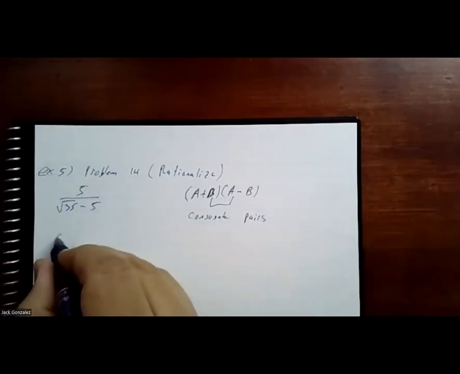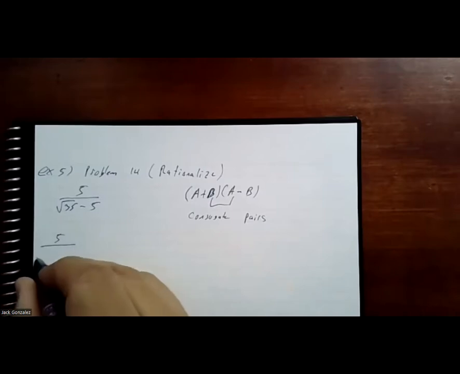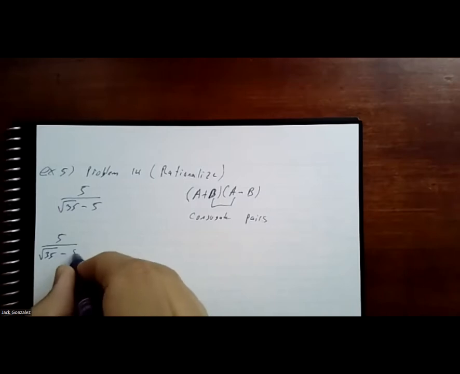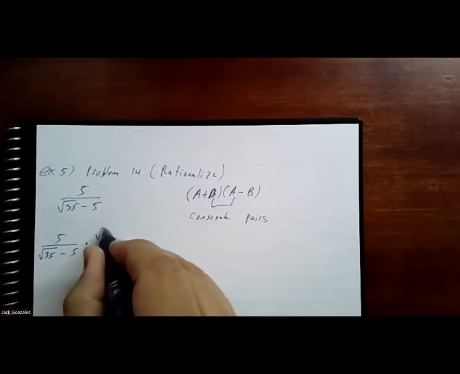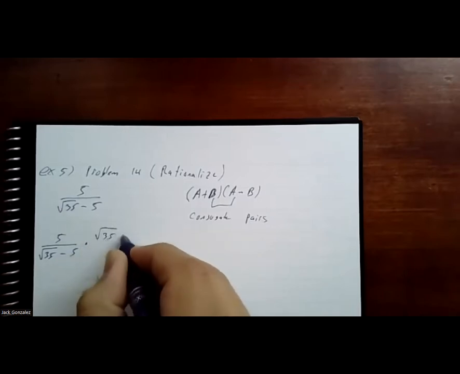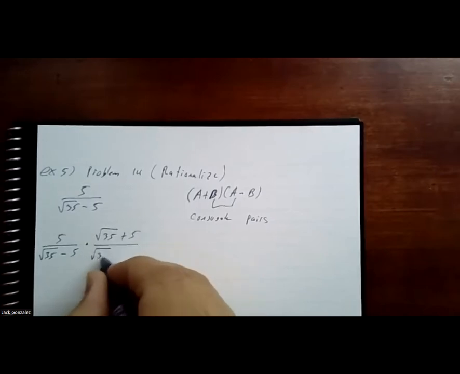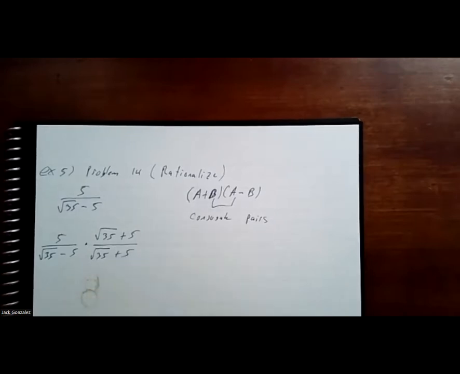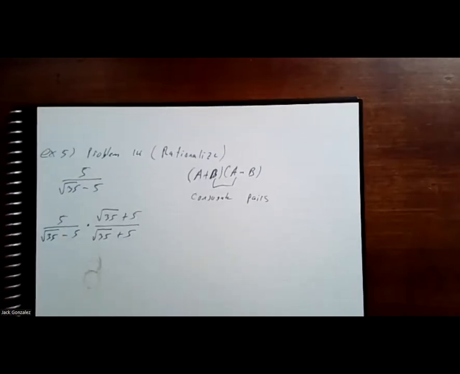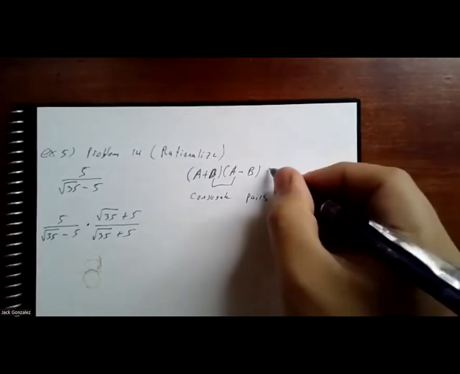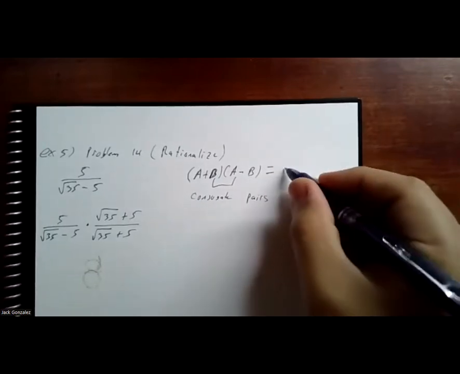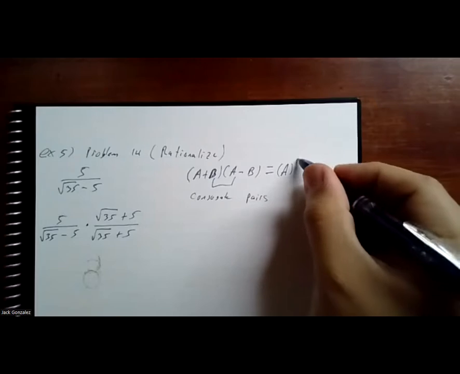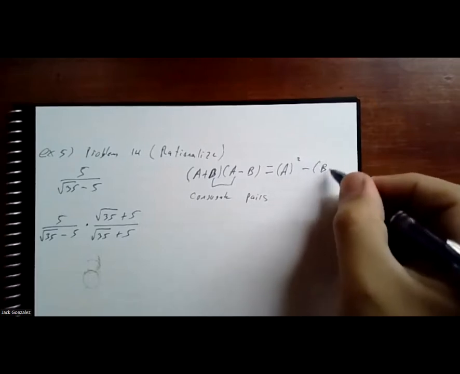So in order to get rid of this, the procedure is you multiply by the conjugate of the denominator on top and bottom. So the square root of 35 plus 5 over square root of 35 plus 5. So you're essentially forcing a difference of squares. So this is a special product that will always equal the first term squared minus the second term squared.